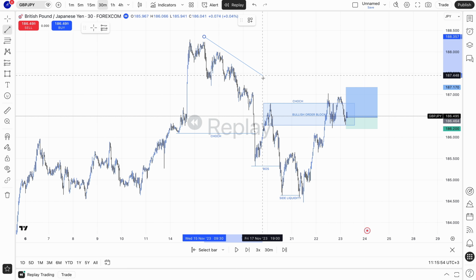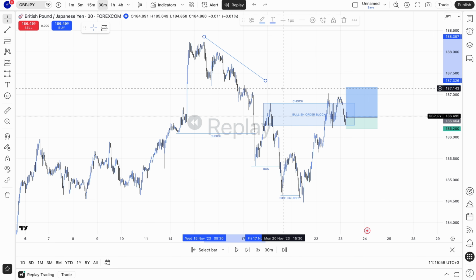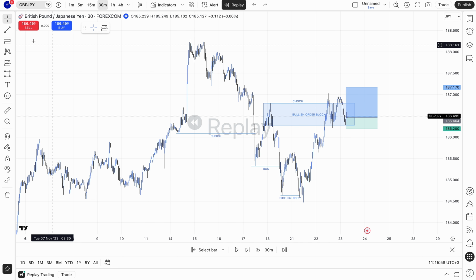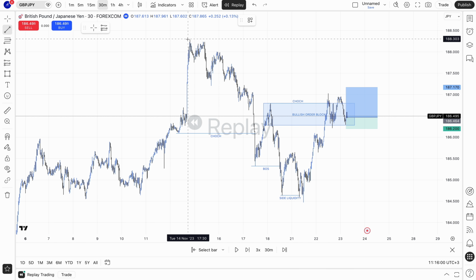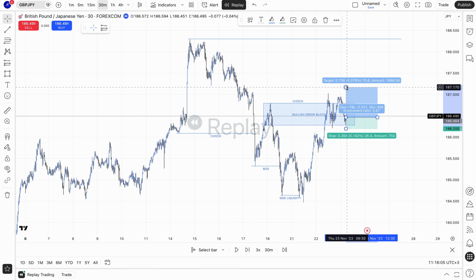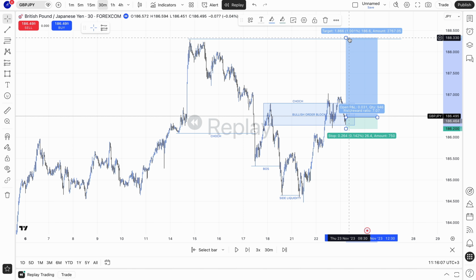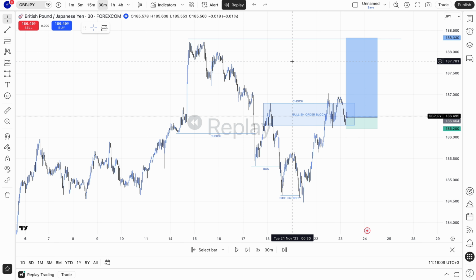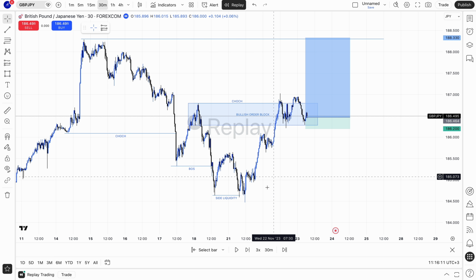You can see we have a lot of liquidity here. We had to target that trend line liquidity. Then we put our take profit here, and we targeted this with a nice 7-to-1 risk to reward. So it was now just a waiting game.